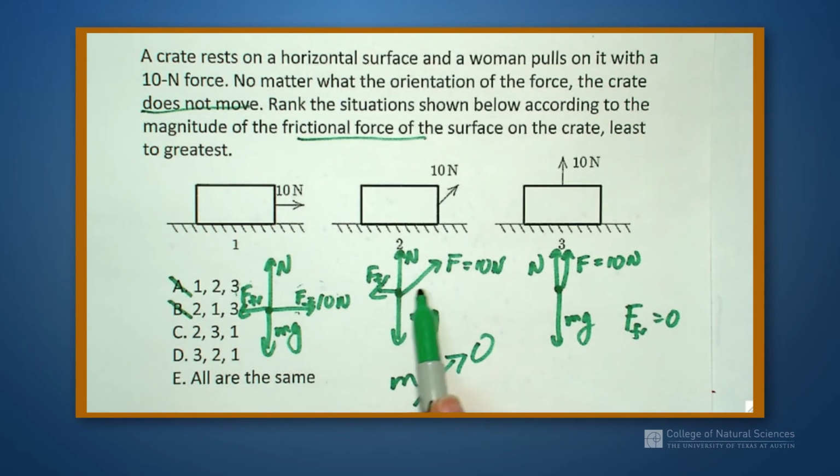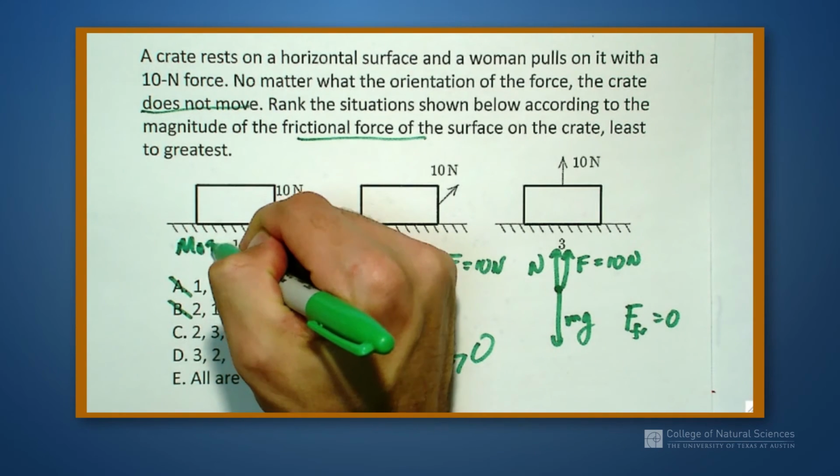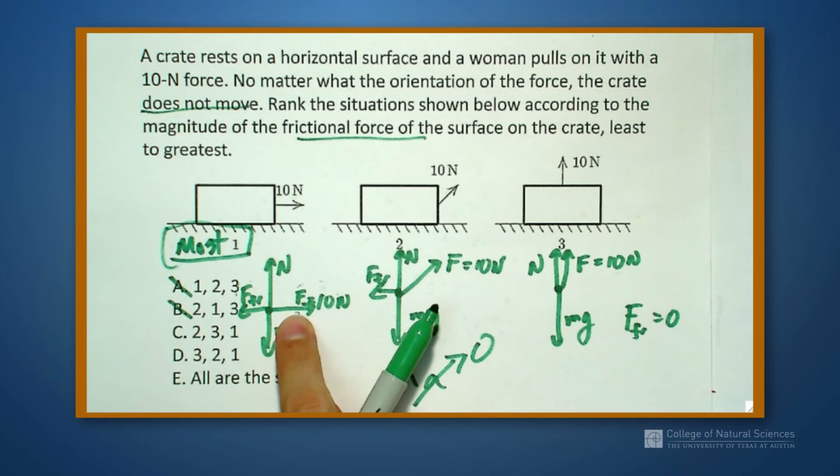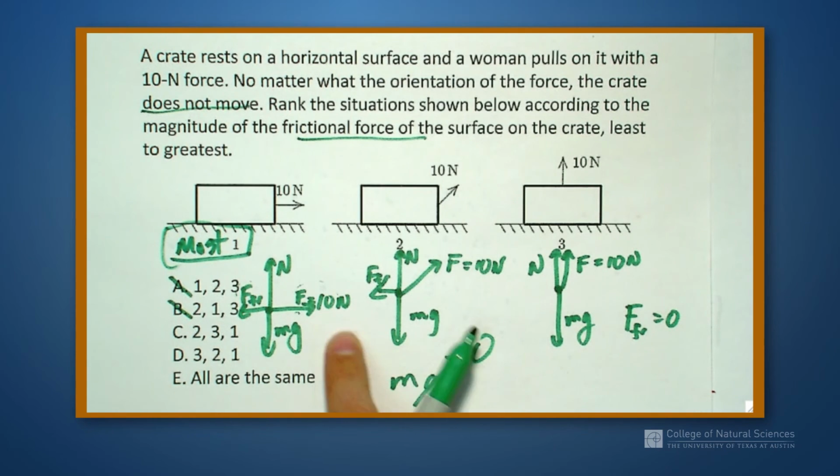So if I pull more on the horizontal, I have to have more friction pulling on it. So the case that I think is the most is case 1, because it is the one with the most horizontal force that has to be countered by friction.